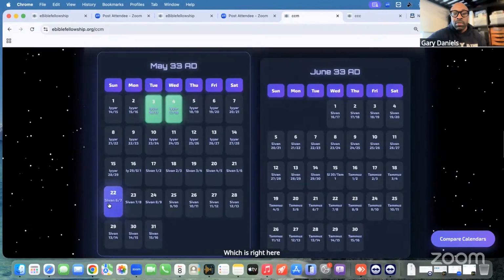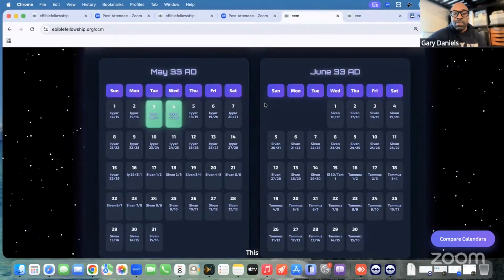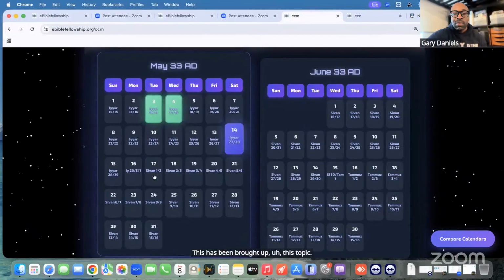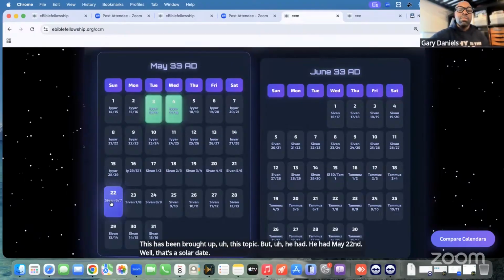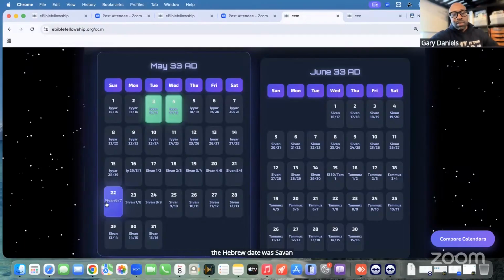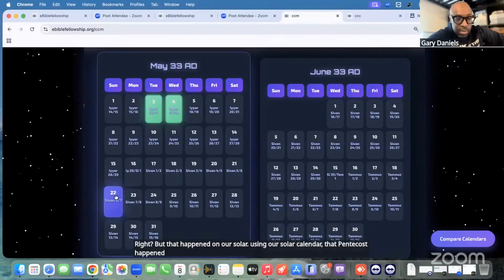And maybe we can go over this because this topic has been brought up. He had May 22nd. Well, that's a solar date. The Hebrew date was Sivan 6/7. That's their third month, the 6th day of the month, right? But using our solar calendar, Pentecost happened on May 22nd.